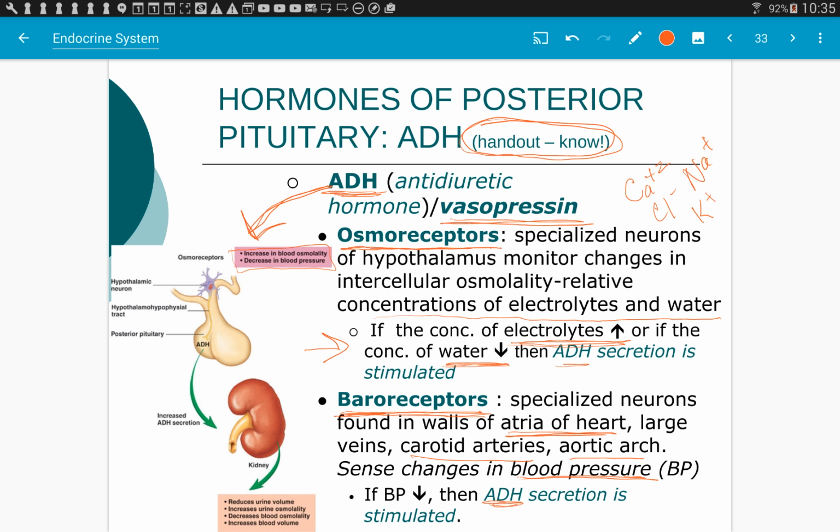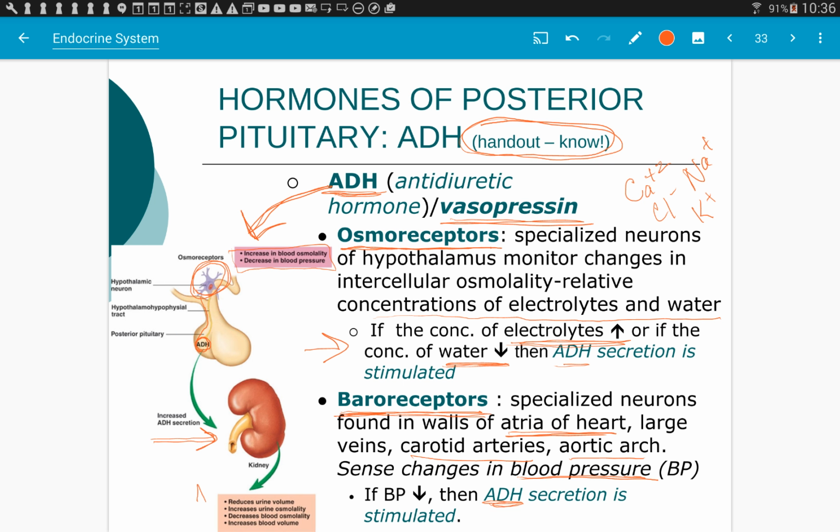So one or both of these things will trigger the osmoreceptors. Here's that special osmoreceptor neuron in the hypothalamus. Remember, the hypothalamus is directly connected to the posterior pituitary. Okay, so then it sends a direct signal down to the posterior pituitary and tells it to release antidiuretic hormone. Antidiuretic hormone is released, and where does it act on? What organ does it primarily act on? The kidney. Okay, so the antidiuretic hormone works on the kidney.